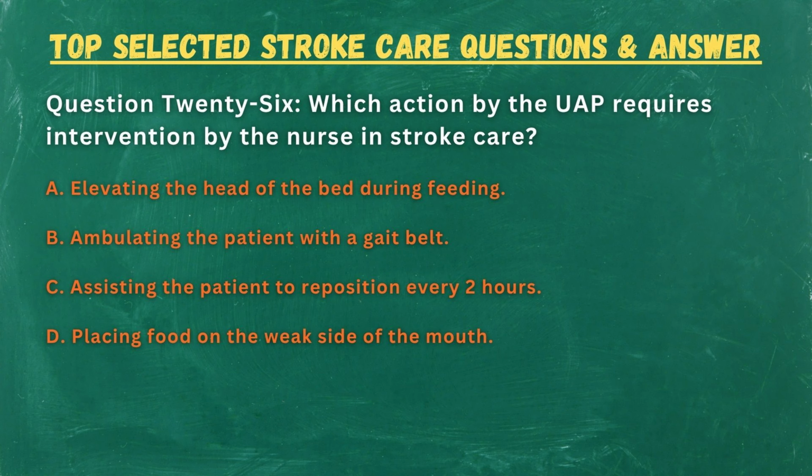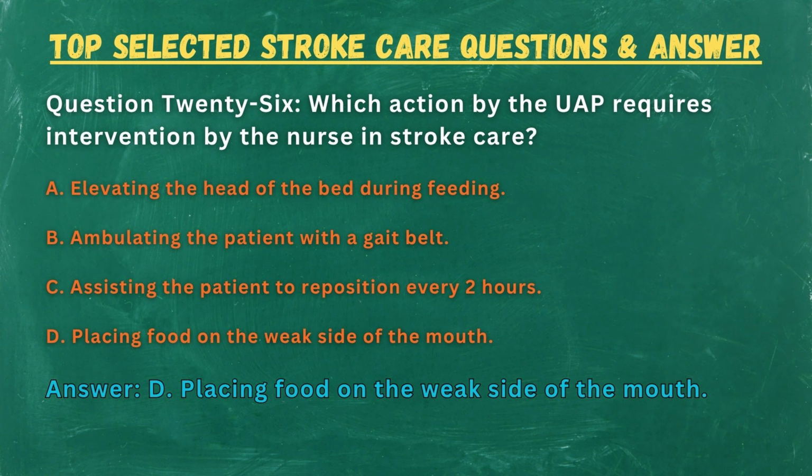Question 26. Which action by the UAP requires intervention by the nurse in stroke care? A. Elevating the head of the bed during feeding. B. Ambulating the patient with a gait belt. C. Assisting the patient to reposition every 2 hours. D. Placing food on the weak side of the mouth. Answer: D. Placing food on the weak side of the mouth.